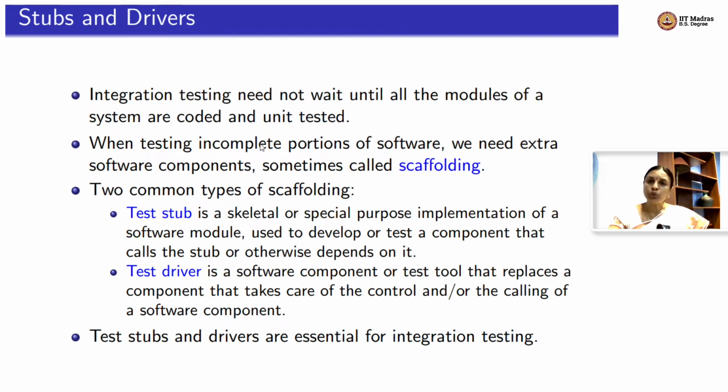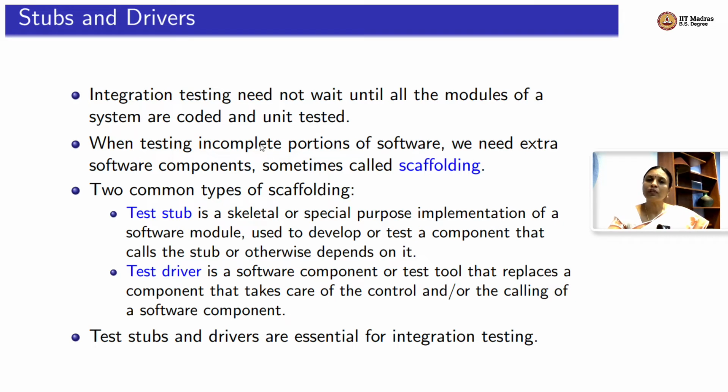You've developed A, unit tested A, and A interfaces with B. B is not yet ready, but I would still like to test the interface. So we create a dummy module for B, a process which behaves exactly as B would behave, but replaces B for the purpose of testing the interface between A and B. This process of replacing incomplete portions of software with extra, special purpose code that is written for the purpose of testing interfaces is called scaffolding in testing.